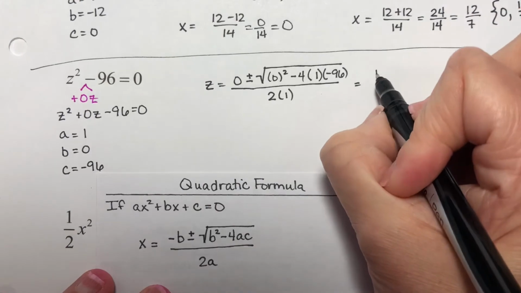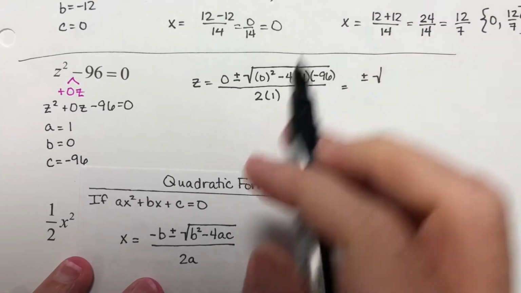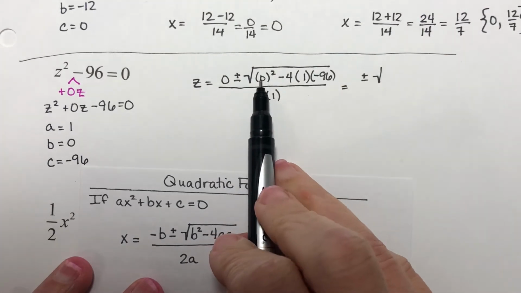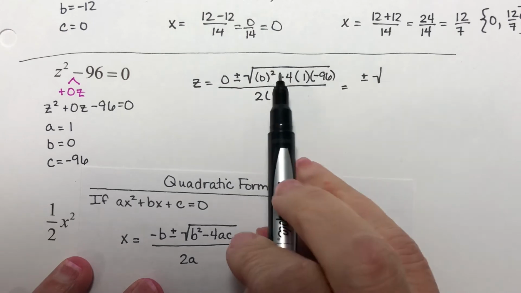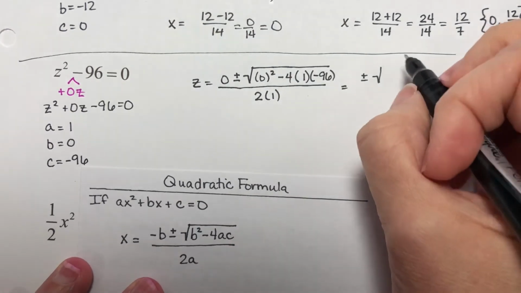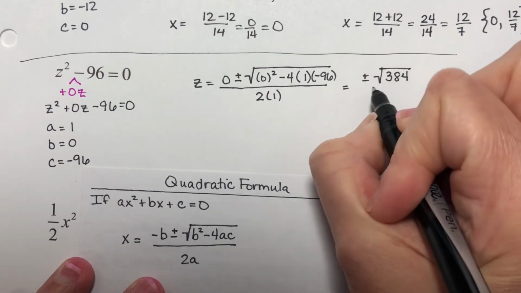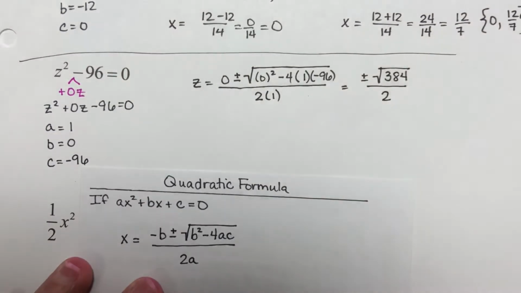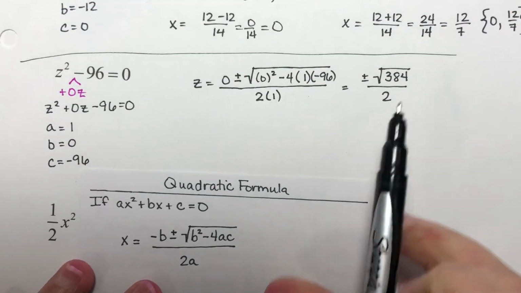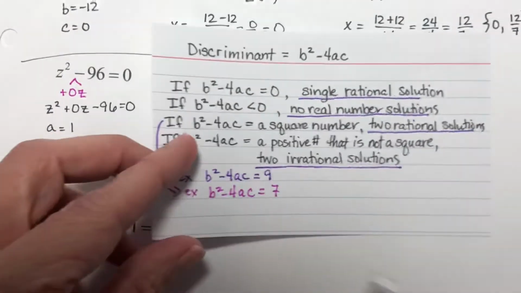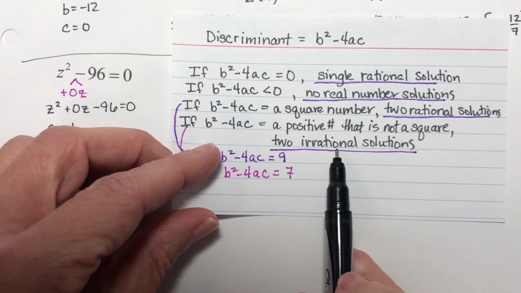Okay, so let's see what we've got in here. 0 plus or minus, I don't need the 0 there, it's just plus or minus the square root of, what do I have inside? Well, that's a 0. So I have negative 4 times 1 times negative 96. Negative 4 times negative 96 is positive 384. And this is over 2. Well, 384 is a positive number that is not a perfect square. Positive number, not a square. So I expect 2 irrational solutions.